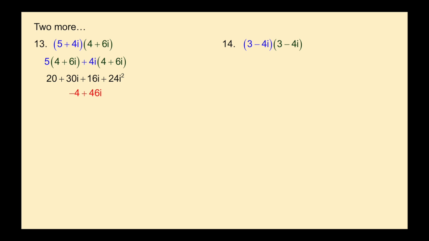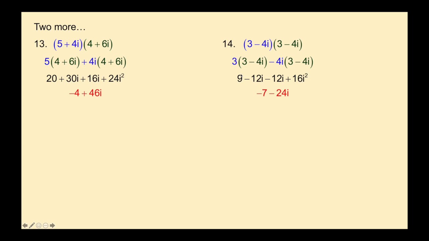And here's the answer to 13. So again, I've chosen to distribute this in. 5 times 4 was 20. 5 times 6i is 30i. 4i times 4 is 16i. 4i times 6i is 24i squared. From there, the i squared is going to change and make this a negative 24. So 20 and negative 24 combine to give me negative 4. 30i and 16i combine to give us 46i. And that's our final answer.